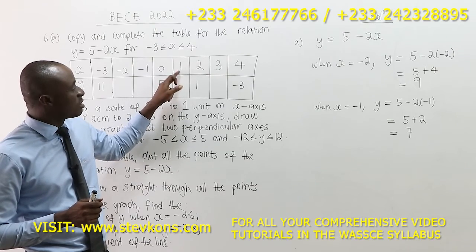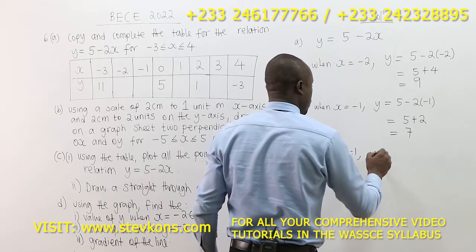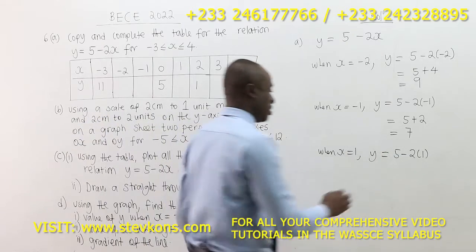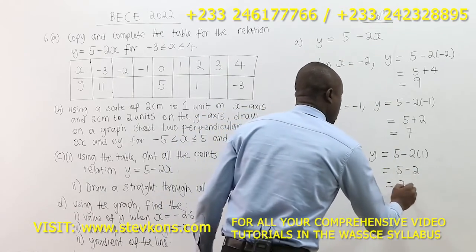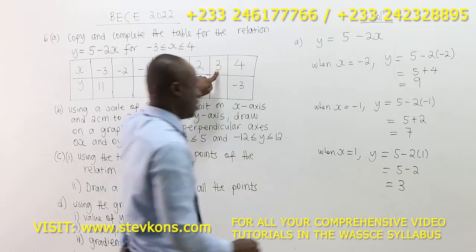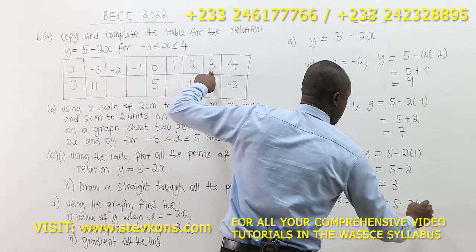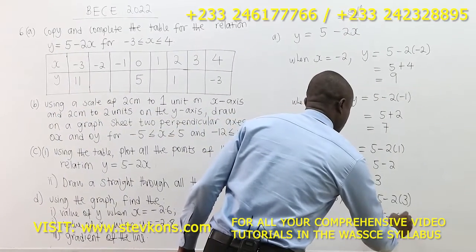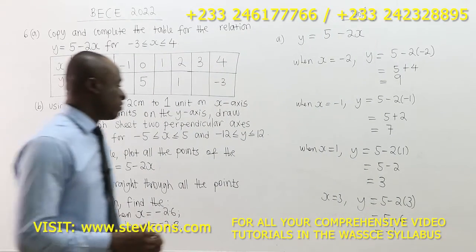And we also have to know when x is equal to 1. So when x is equal to 1, we have y equals 5 minus 2. What is x? x is 1. Now, from here, we have 5 minus 2 because 2 times 1 is 2, and this is giving us 3. Now, the next one, when x is 3, what is our y? 5 minus 2, what is x? x is 3. So clearly, we have 5 minus 6, and this is equal to negative 1.